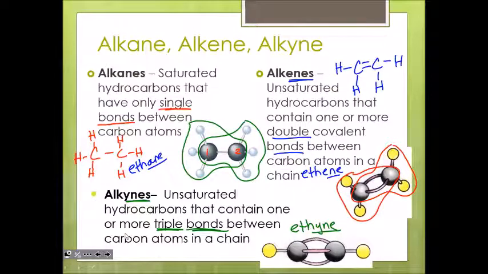And it looks like this. It's a nice linear shape. It's a straight line. You've got the triple in the middle and then 2 hydrogens on the end. It's a very linear shaped molecule. So that's the basic, very lowest ones of alkanes, alkenes, and alkynes, starting with 2 carbons. Now you can have 3 carbons, you can have 4 carbons. The chains can get longer, okay?